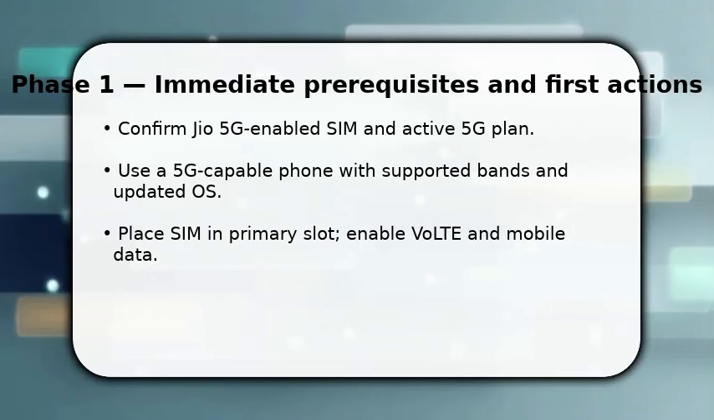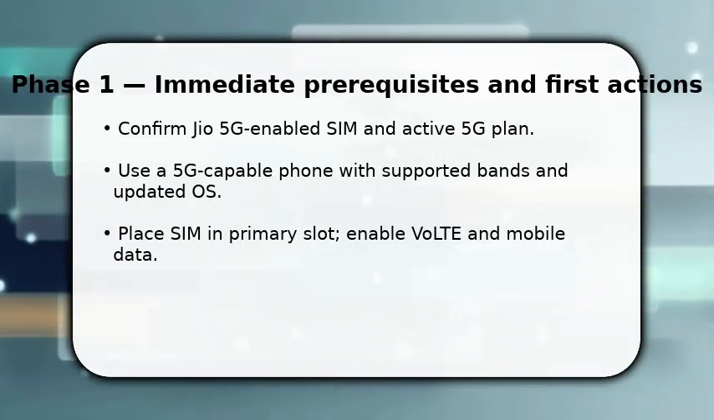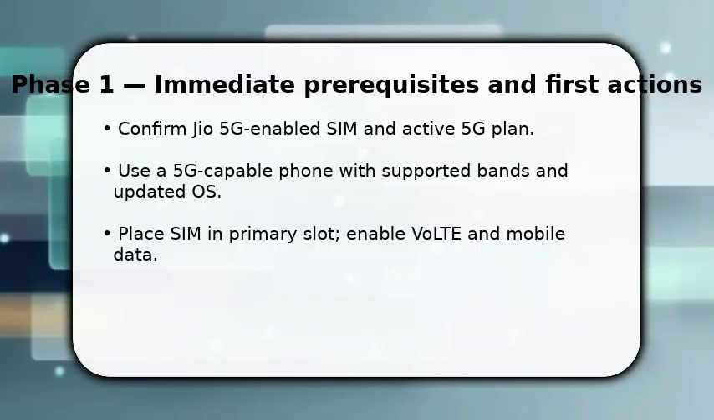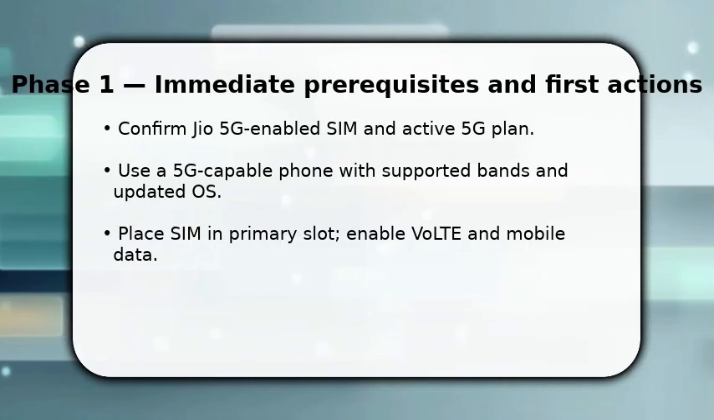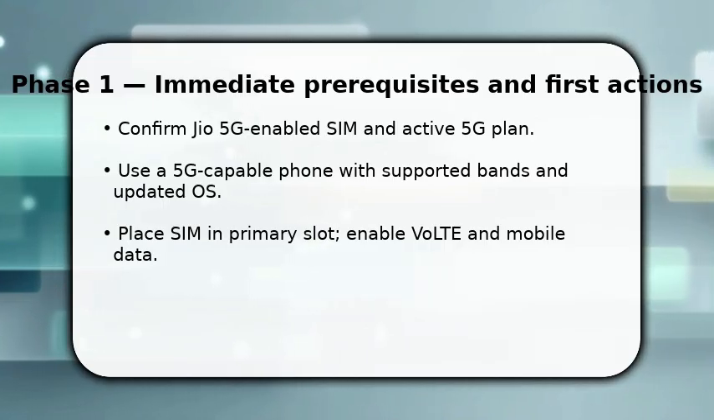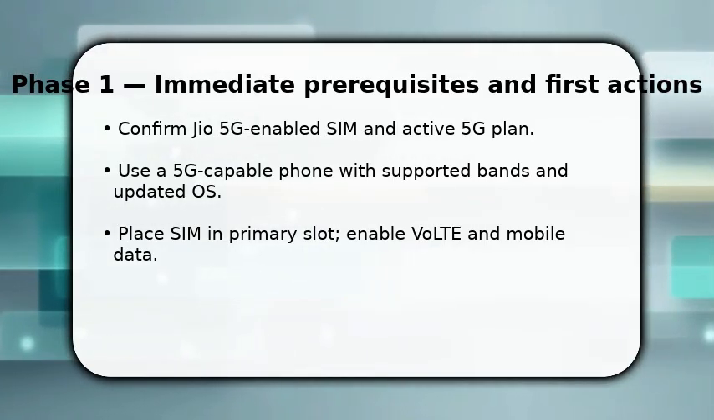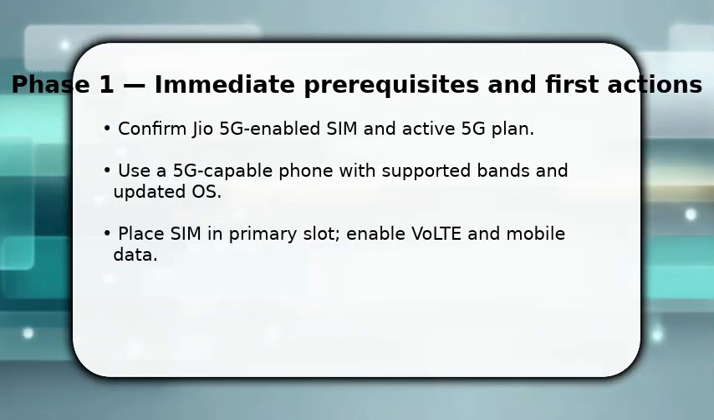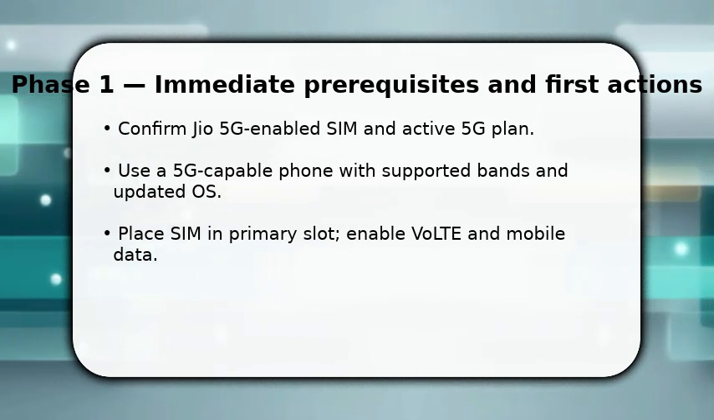You start by confirming essentials. Your Jio SIM must be 5G eligible and your plan activated. Once done, check that your phone supports required 5G bands and has the latest OS updates. Make sure VoLTE is turned on because Jio routes voice over LTE. Insert the SIM into the primary slot, enable mobile data, and reboot the phone. This initial push gets the network handshake started. Without these steps, 5G won't register, so act now and move to network settings next.